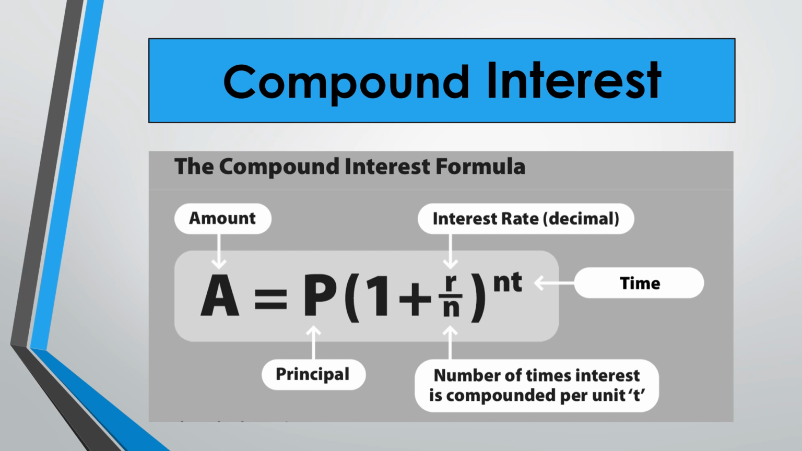This was a general formula, but if the interest is compounded annually, the amount is given as A = P(1 + R/100)^t.